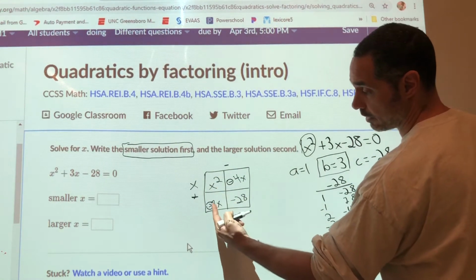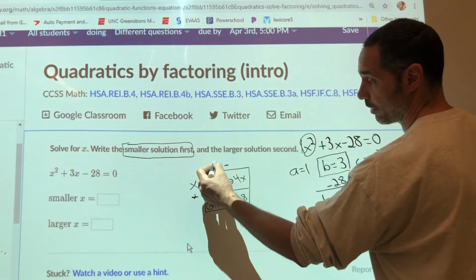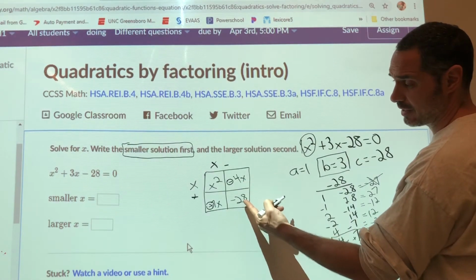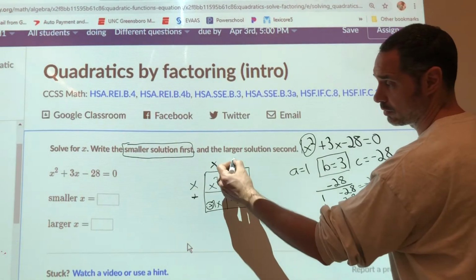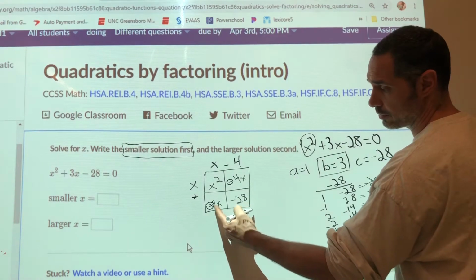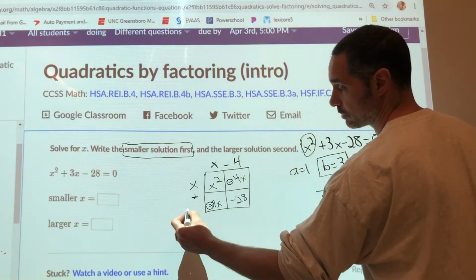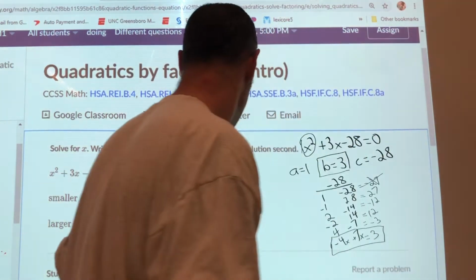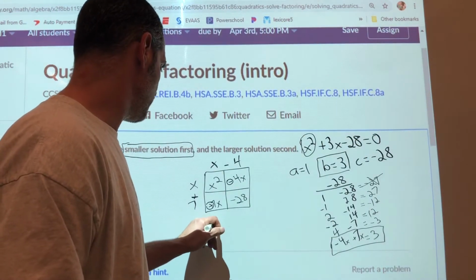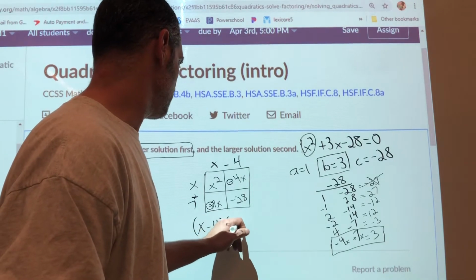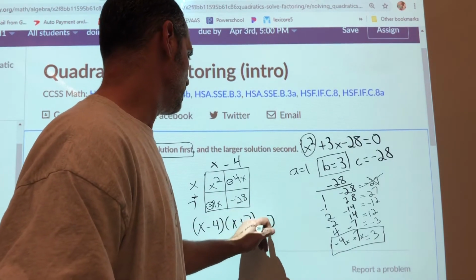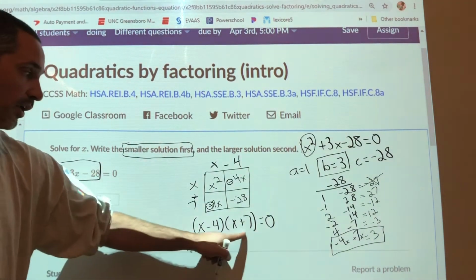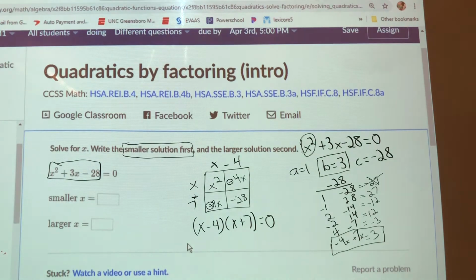On the left-hand side, 7x and x squared both have an x in common. On the right-hand side, the largest number that goes into 4x and 28 is 4. And the largest number that goes into 7x and 28 is 7. And so that gives me x minus 4, x plus 7 equals 0. So we've factored the left-hand side, and now we have it written as in factored form, two different factors.